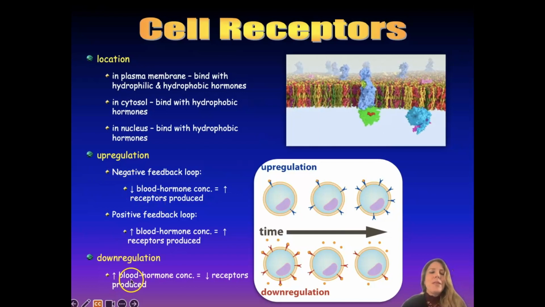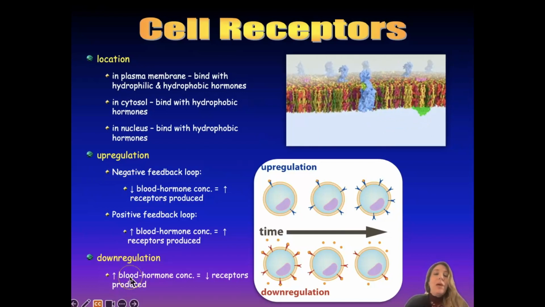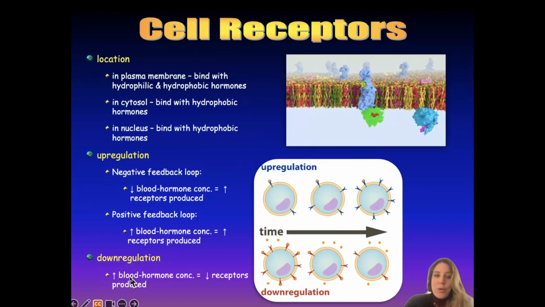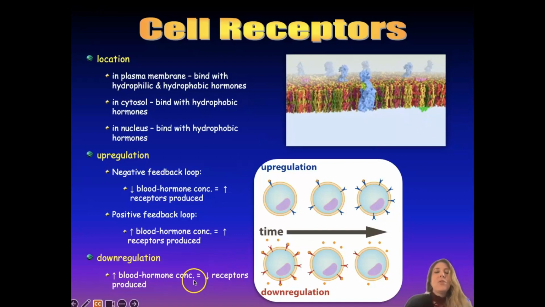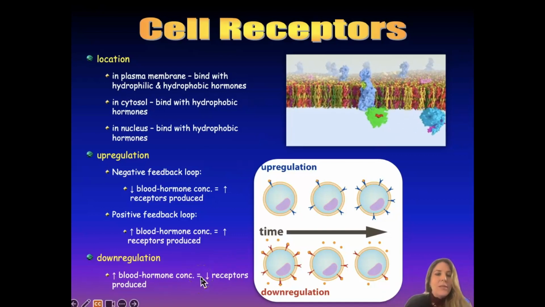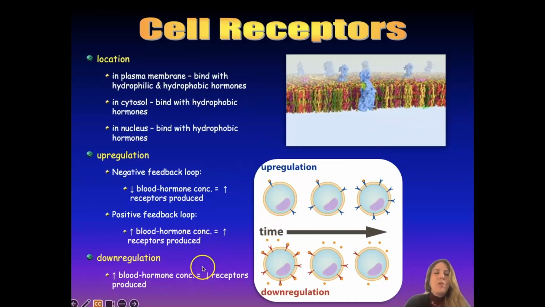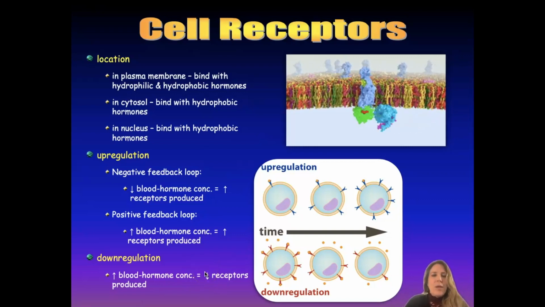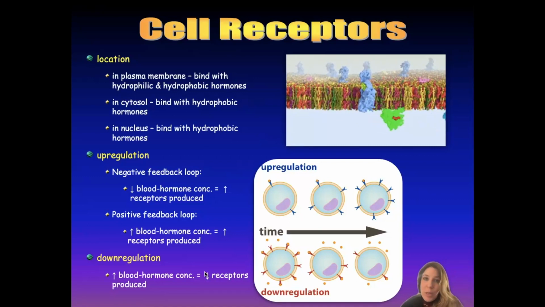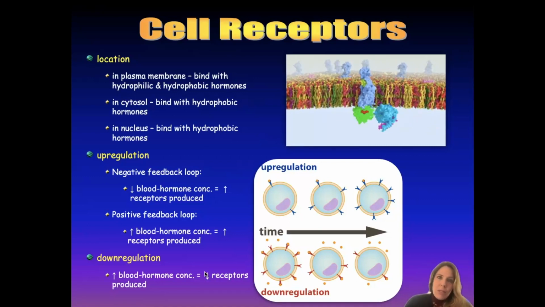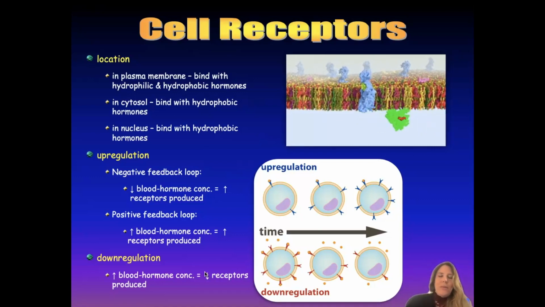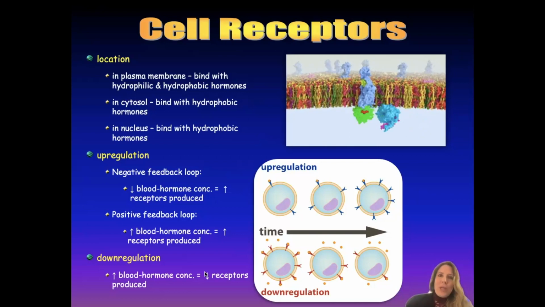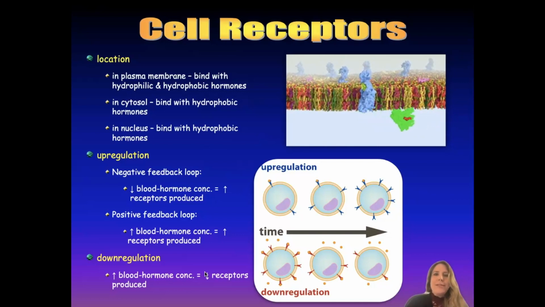Downregulation is kind of the opposite. When you have a high blood hormone concentration, a lot of hormone in the blood, then signals will be given that will decrease the number of receptors that are produced. So there'll be fewer binding sites for those hormones. And so you basically want the opposite effect. If there's too much hormone, then decrease those binding sites by decreasing the amount of receptor produced, and that will bring that hormone concentration in the blood down.